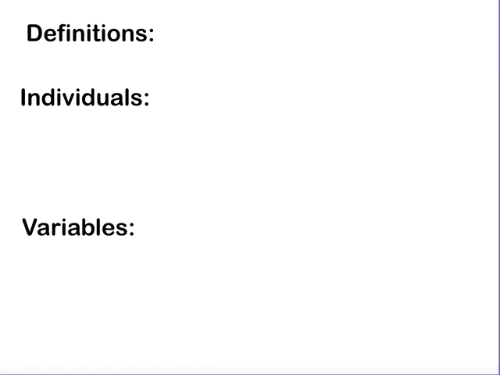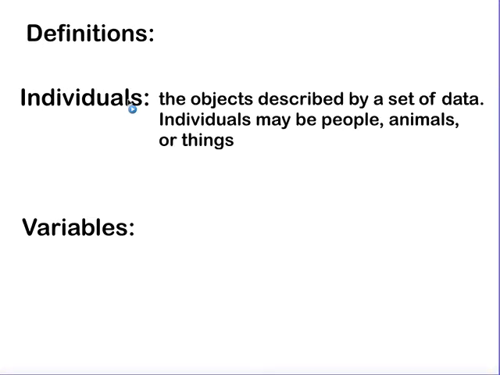Some definitions that you need to know are individuals. Individuals are the objects described by a set of data, and so individuals may be people, animals, or things depending on what your data is talking about. Basically, individuals are the objects that your study is actually describing.